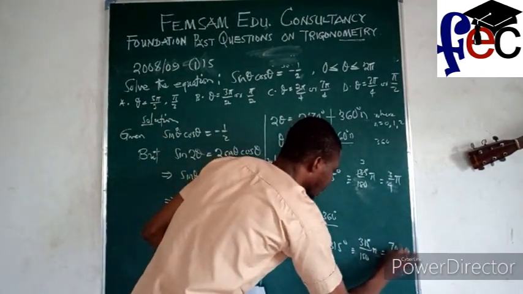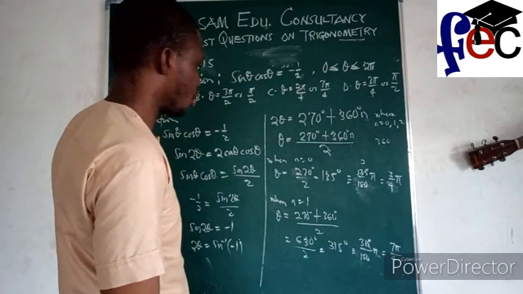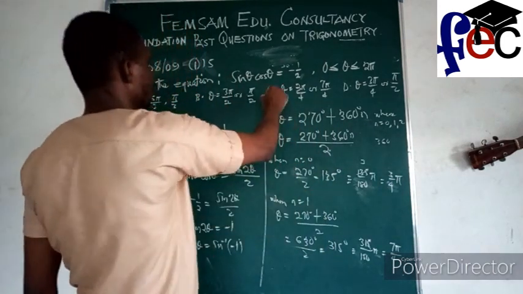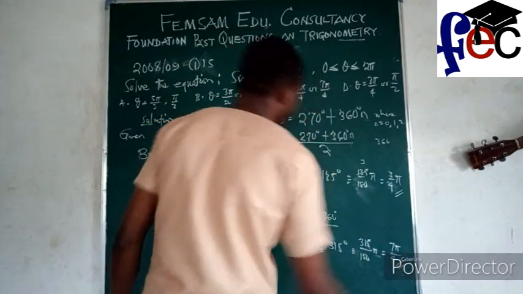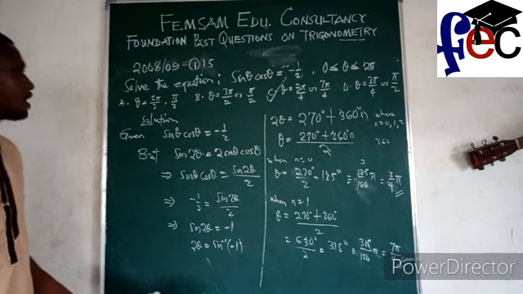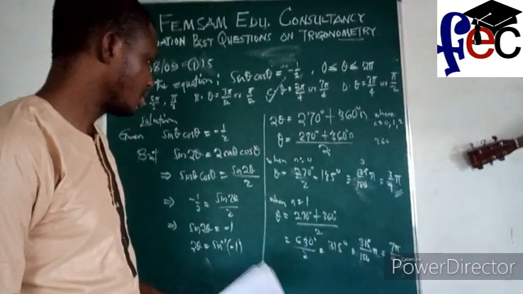So that will give me 7 pi over 4. So which of the options have we got now? Option C. 3 over 4 pi and 7 pi over 4. That's option C. Alright.